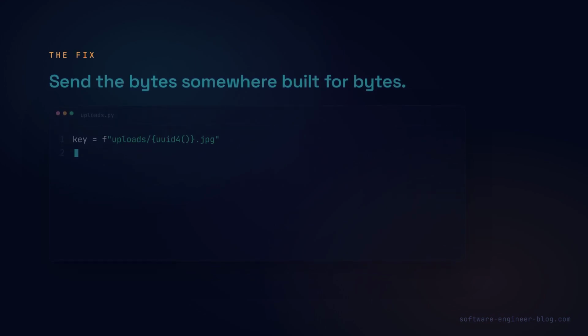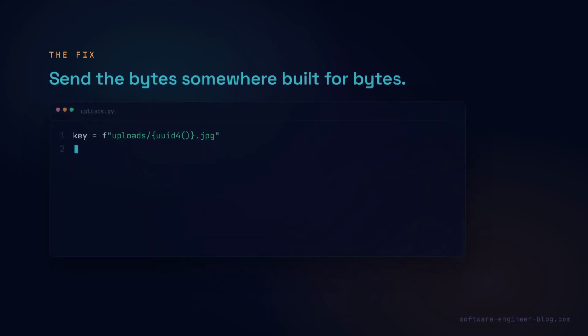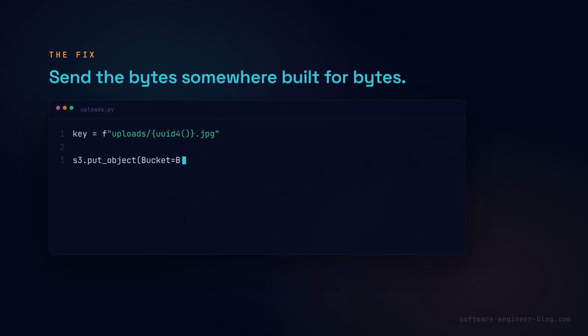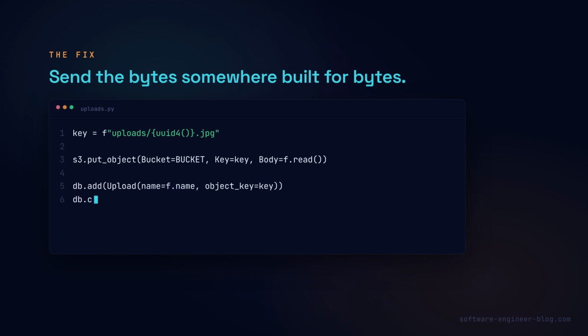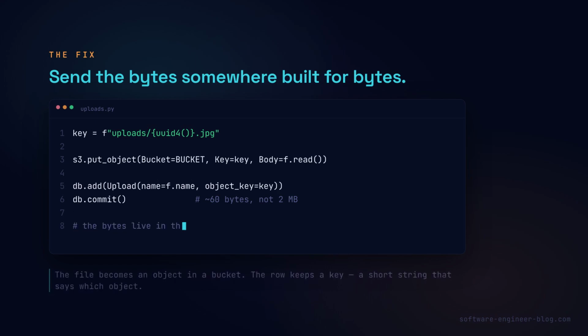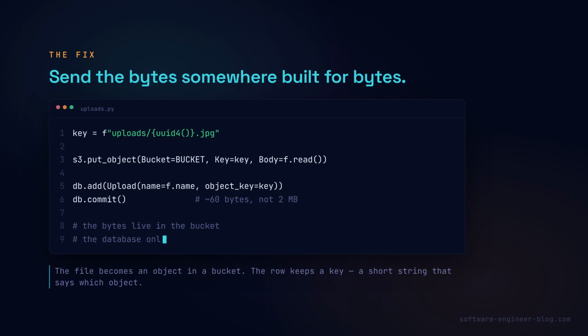So the fix: send the bytes somewhere built for bytes. That is object storage. Amazon S3 is the famous one, but every cloud has one, and so do the cheap independents. You make up a name for the file. That name is called a key. You push the bytes into the bucket under that key, and then in the database, you store the key. That is the whole change. 60 characters of text instead of 2 megabytes of binary. The photo did not disappear. Your database simply stopped being the thing that holds it and became the thing that remembers where it is.